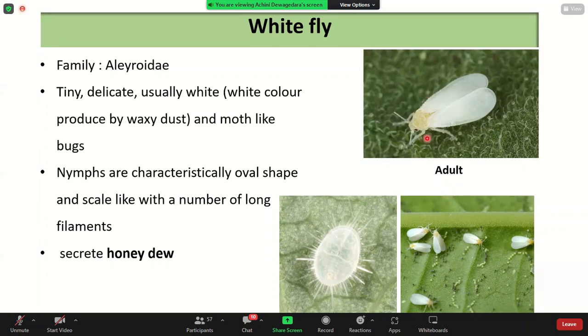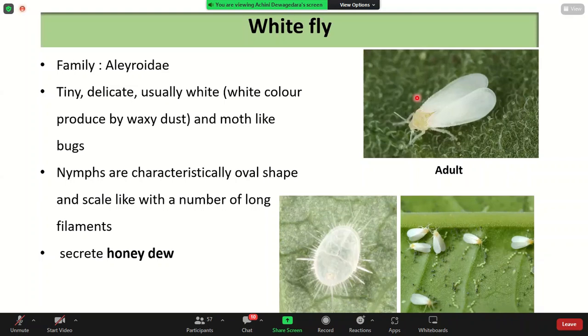And one important thing in whitefly is they have the ability to secrete honeydew. Honeydew means they have sucking mouth parts. Sucking mouth parts, if you can remember. I told you in the morning, you will need that here. So sucking mouth parts, they insert their mouth into the plant tissue and suck the sap from the plant, and from what they consume, they produce honeydews.